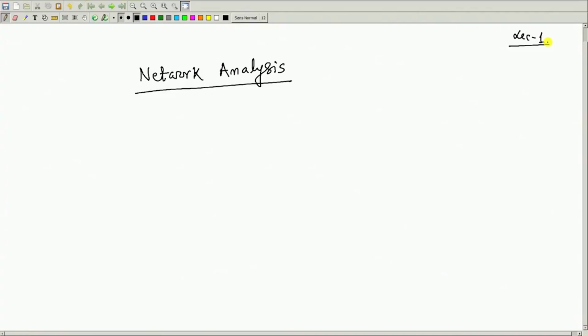The first lecture of this course, network analysis. And network analysis is an important course in the sense that for those who are studying electrical or electronics, or for that matter any engineering discipline, it is a sort of fundamental course. And there will be about 60 lectures in which I will be covering this course, maybe a bit more.